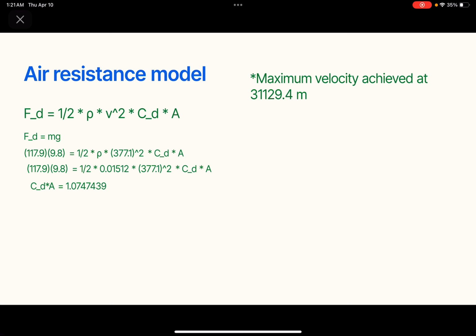And so as you can see, I set that up there, and then I found that the drag constant times the area, since for our computational model we don't need those values, they never change, I found it to be around 1.07.